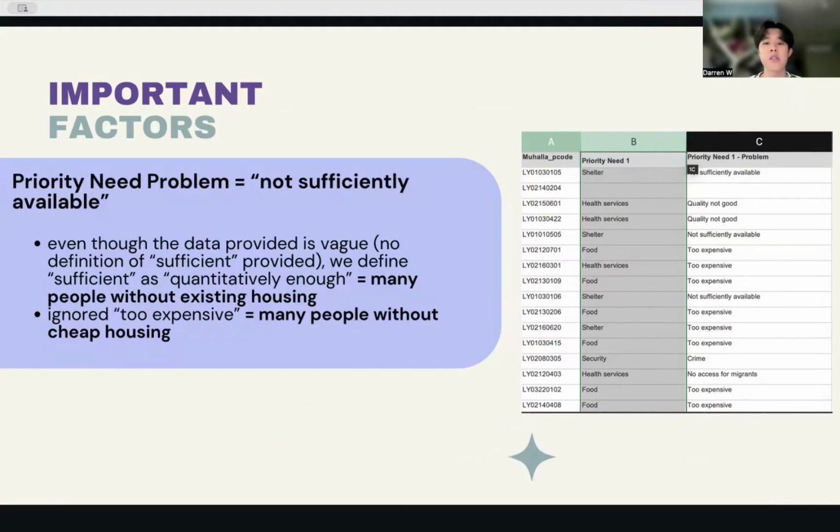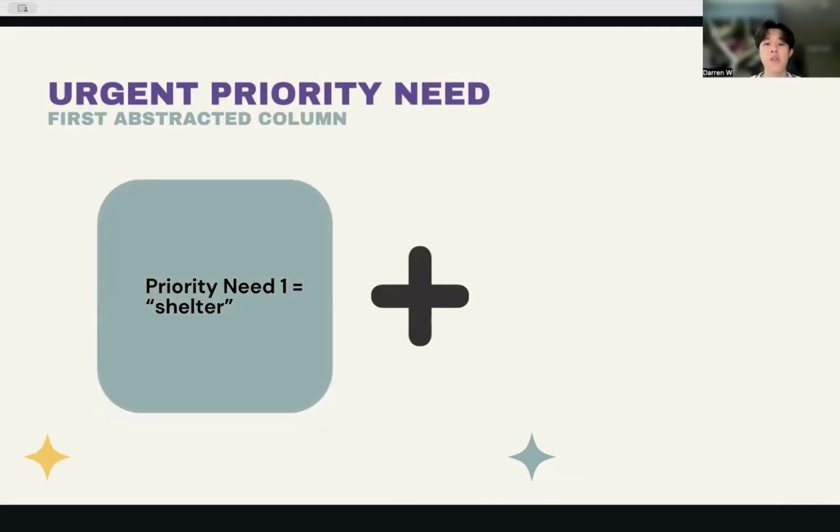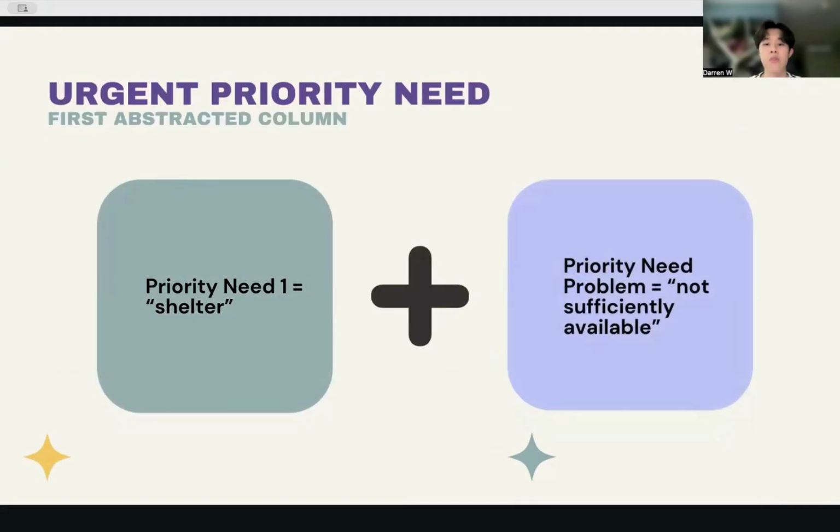Another factor is the priority need problem of not sufficiently available. Even though the data provided is vague with no definition of sufficient, we define sufficient as quantitatively enough, equating to people without existing housing. We also ignored too expensive, which is many people without cheap housing. Thus, this translates into our first abstracted column, priority need 1 of shelter plus priority need problem of not sufficiently available.